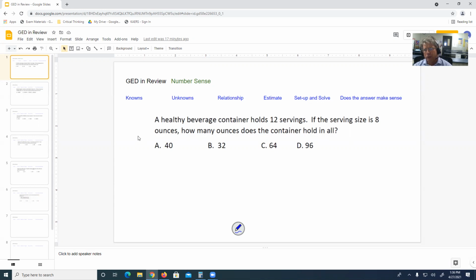As I do these, feel free to pause the video and work ahead of me and see if your strategy can answer the question. Because there's more than one way to solve these problems. So what I'm going to focus on is trying to be consistent and stay with the strategies that I've listed.